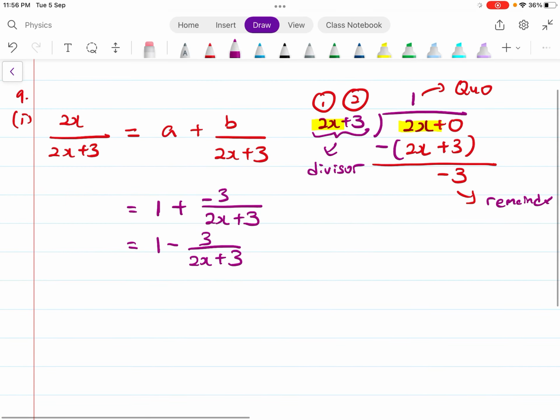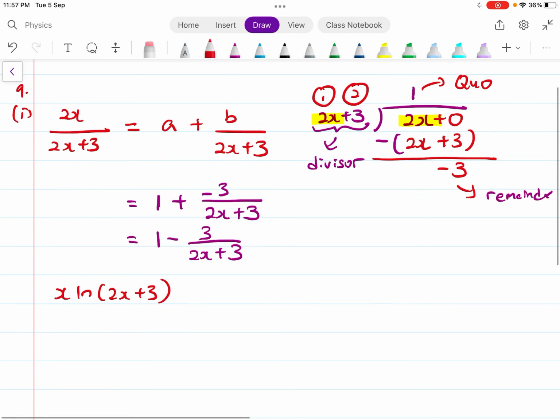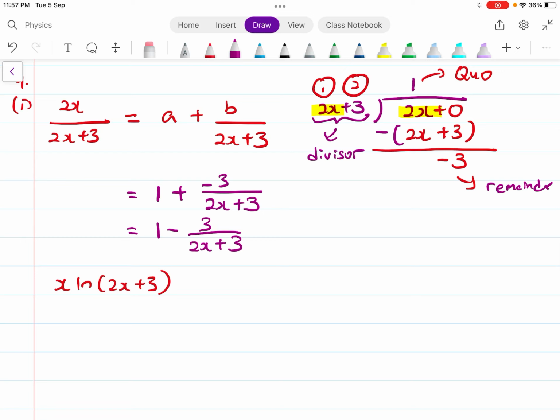The second part is differentiate x ln(2x plus 3) with respect to x. For this question, you need to use the product rule. Meaning, for example, this is the first term, this is the second term. Product rule just means keep, differentiate, plus differentiate, keep. So let's differentiate the first one first. So dy/dx.